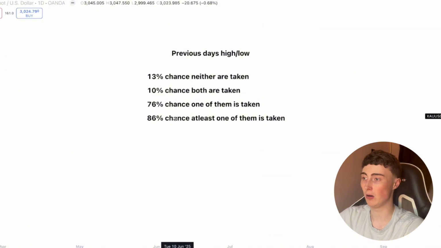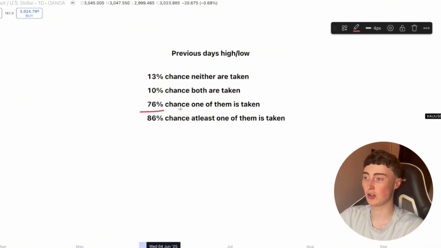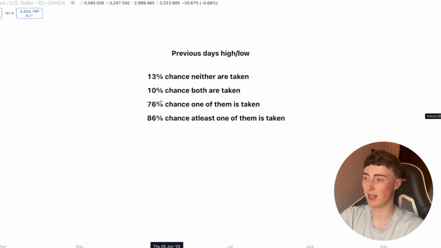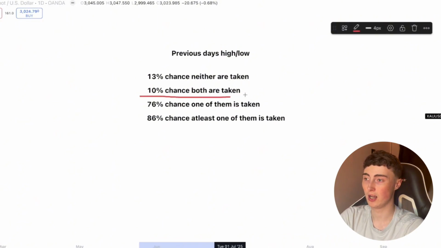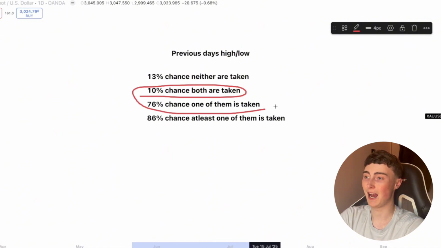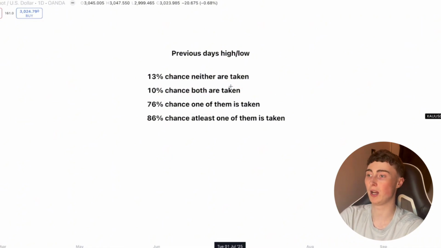And the way you work that out is if there's a 76% chance price will take previous day's high or previous day's low, but then there's also a 10% chance that price is going to take both, then both of those combined make an 86% chance one of them will get taken, because the way that I worked out the numbers is I categorized them either neither, both, or one of them, right?